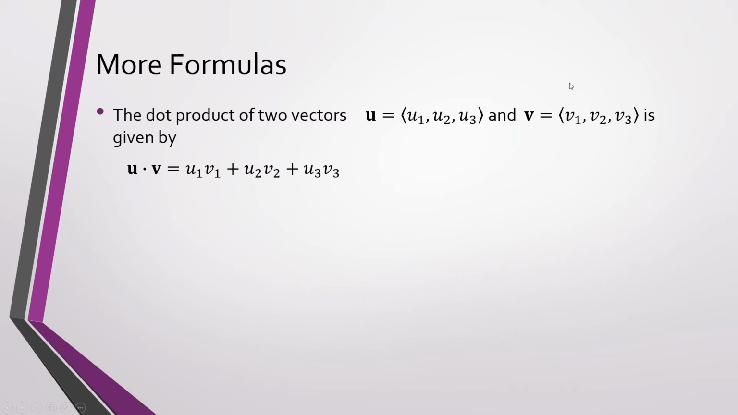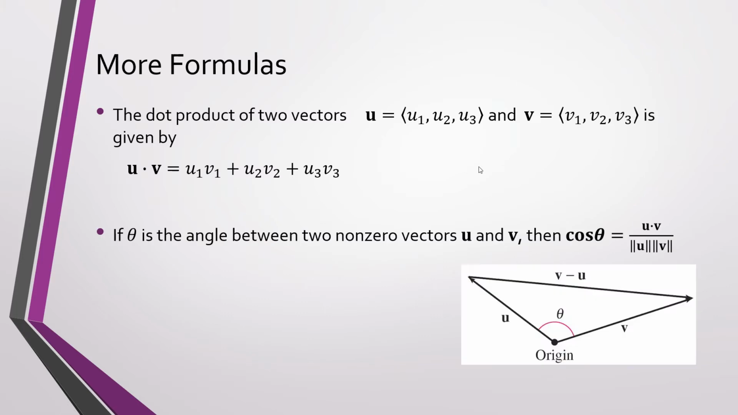So you multiply your x components together, you multiply your y components together, you multiply your z components together, and then you add those three numbers together. So you're going to get a single number, a scalar quantity, from the dot product.